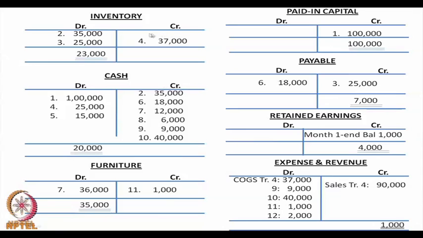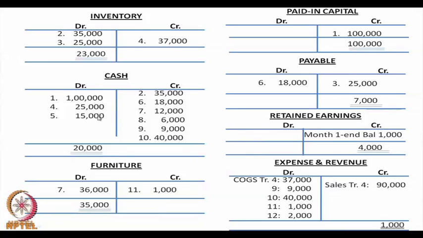But this 37,000 also comes here as cost of goods sold. This is the amount by which the inventory decreased, and that is nothing but cost of goods sold. So, we have to show this as an expense. So, this is a cost and this got transferred as cost of goods sold when the amount was actually sold. So, this amount comes on the debit side, that is an expense on account of transaction 4.